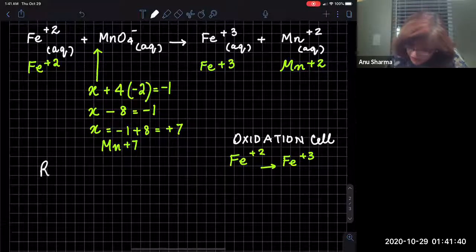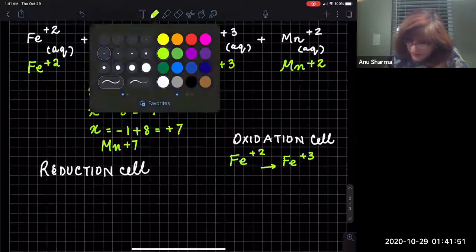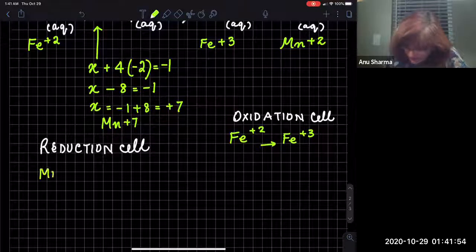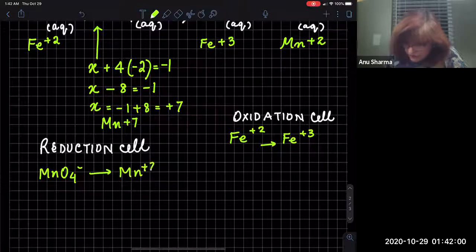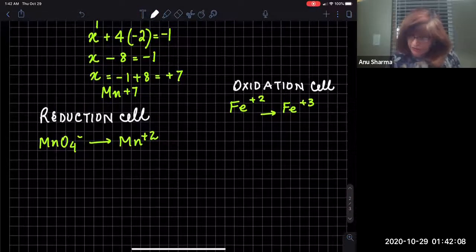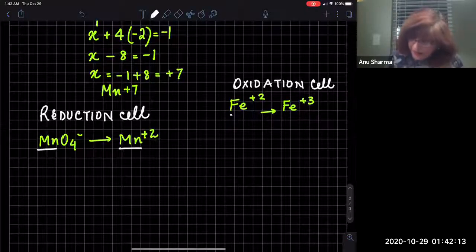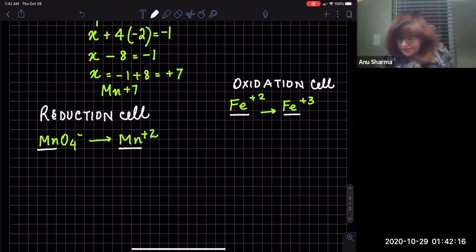Next, let's look at the reduction cell here. The reduction cell is of this permanganate anion, which is MnO4 1 negative, and that is giving you Mn +2. Okay, now let's find the oxidation numbers of each. So we already found the oxidation numbers, but first we're going to balance the non-hydrogen and non-oxygen atoms. So we see that iron and iron on both sides, so these are balanced, and then manganese also.